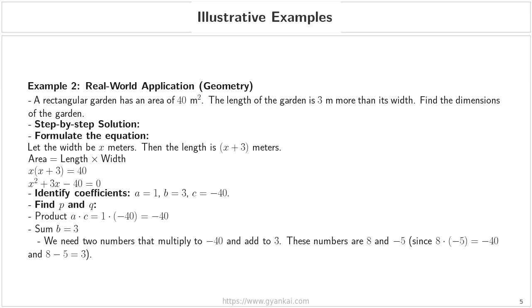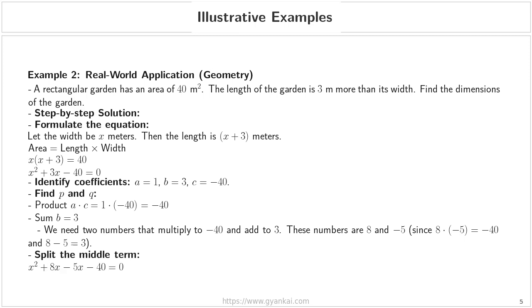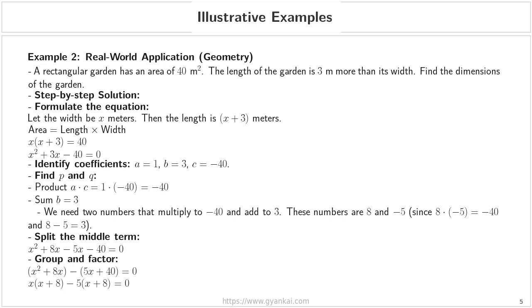Because 8 times -5 is -40, and 8 plus -5 equals 3. With these numbers in hand, we can split the middle term. We replace the 3x in our equation with 8x minus 5x. This gives us x squared plus 8x minus 5x minus 40 equals 0. Now we proceed to group and factor.